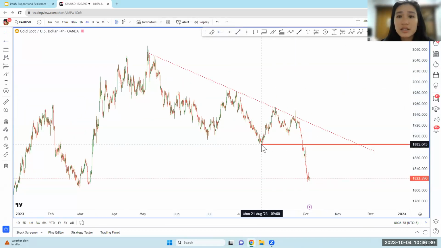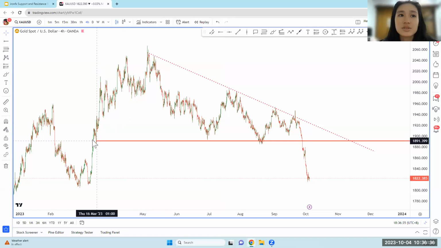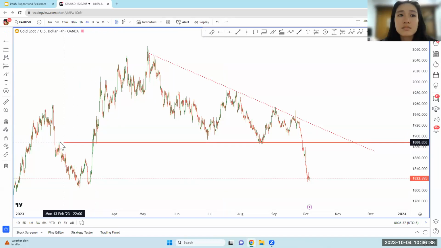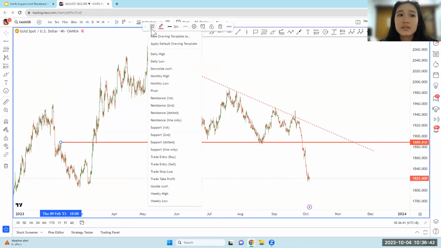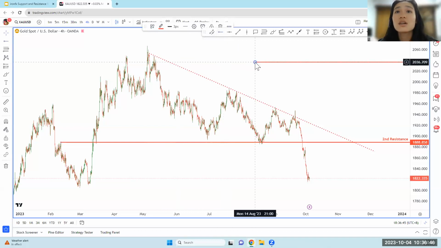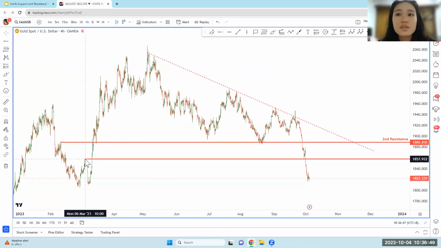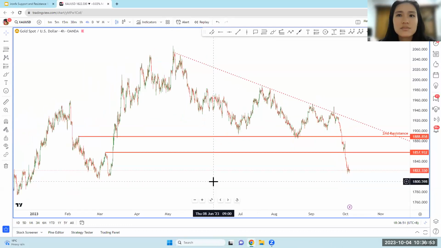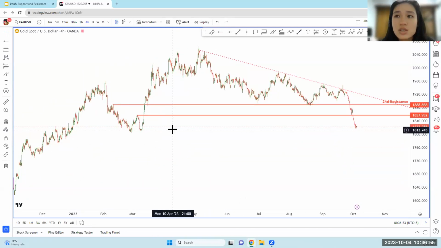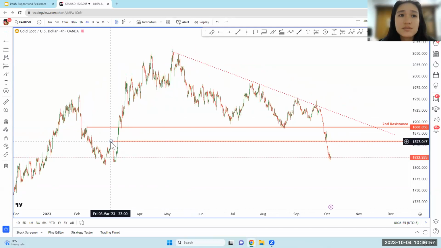Now that I've done that, the next step is to go in with support and resistance levels. Here is my second support, second resistance, my first. I'm gonna see if I can find a closer resistance level.